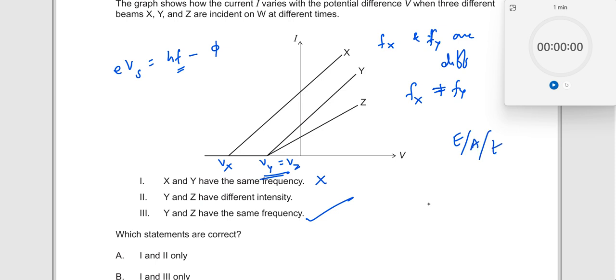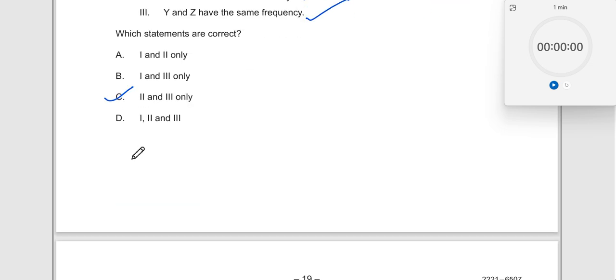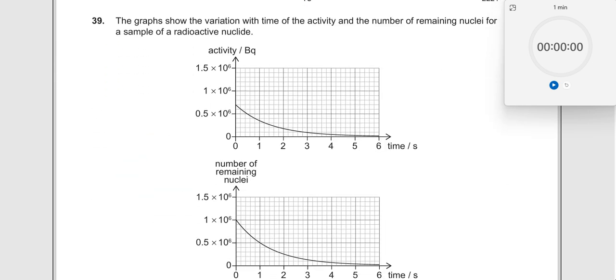So as you see here, the current here is larger, the current here is smaller. Why does this happen? The reason is because the energy of the photons that are incident onto the plate are varied, and as a result of it you get different currents over here. So thus you see Y and Z should definitely have different intensities. So this is also correct, and thus the correct options here are C, 2 and 3. Okay, let us move on to the next question, which is 39th.